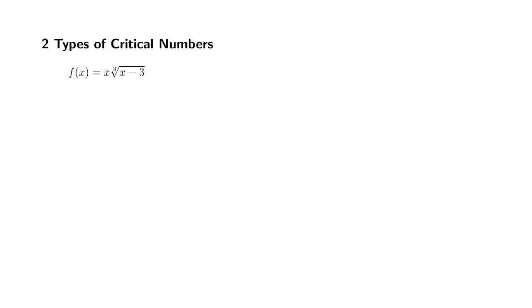All right, let's look at the two types of critical numbers. Here's an example. f of x is equal to x times the cube root of x minus 3. When it comes to taking the derivative, I'm not a big fan of cube root, so I'm going to rewrite it as x times quantity x minus 3 raised to the 1/3 power.